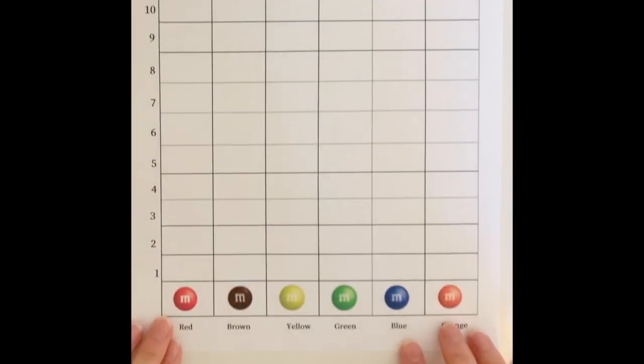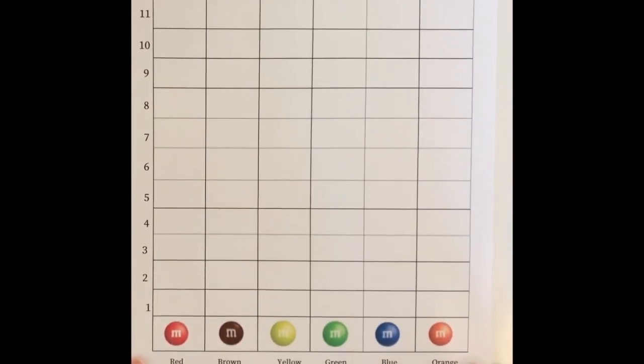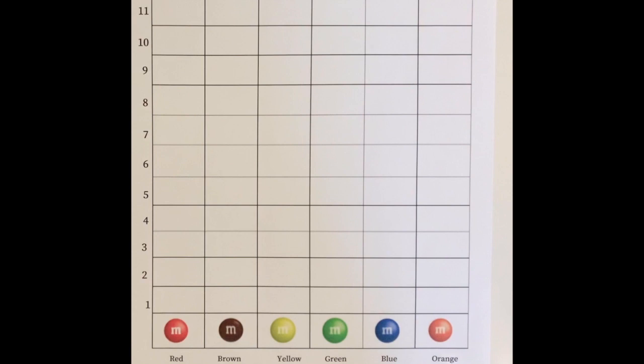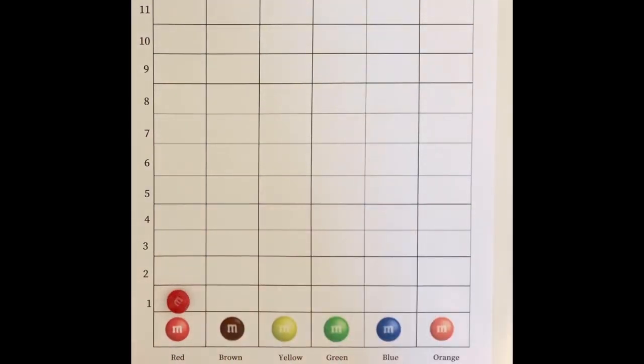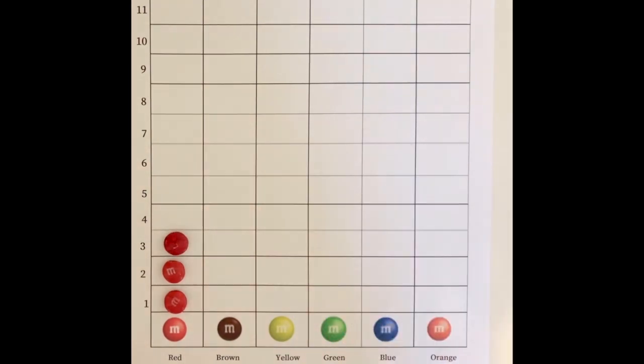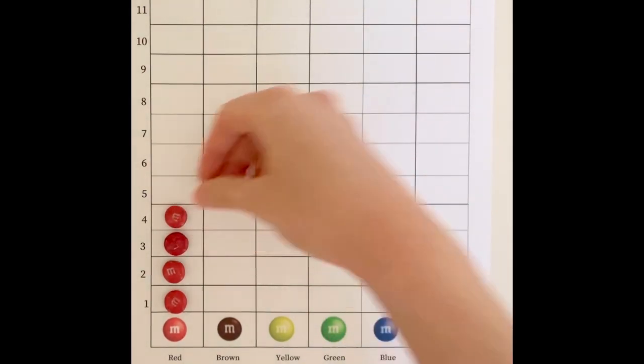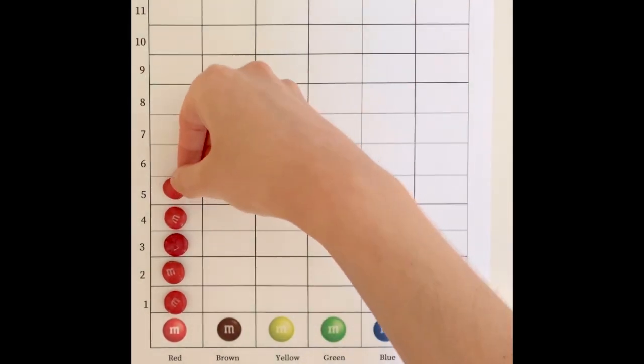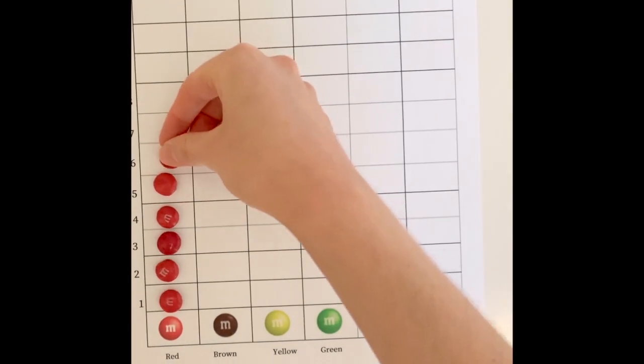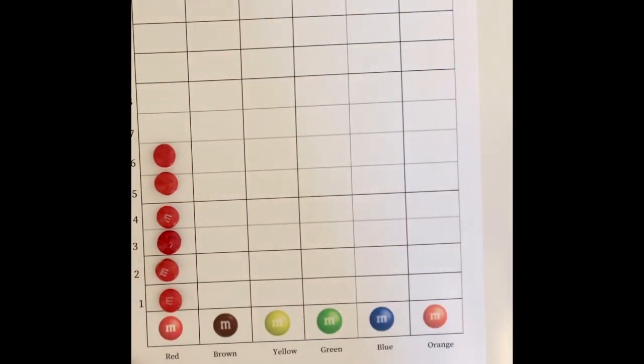Maybe the likelihoods and percentages were a little bit confusing, but don't worry, that's where the bar graph comes to help us. What we're going to do now is take the second page of your M&M probability handout and lay it out flat on a table in front of you. Then get all of your M&Ms and start placing them in the right color columns going up. Repeat this for all of your M&Ms.